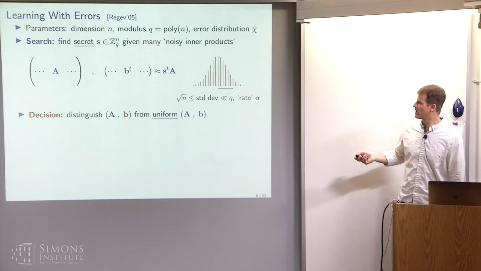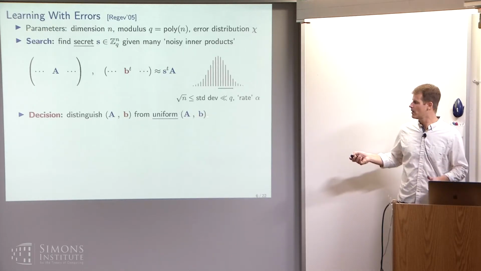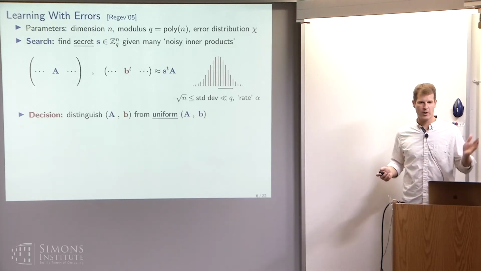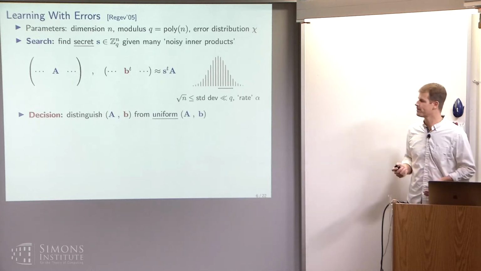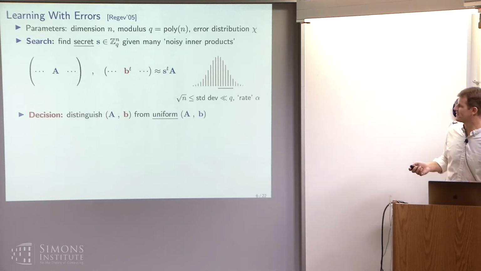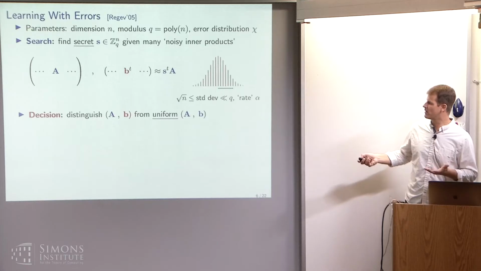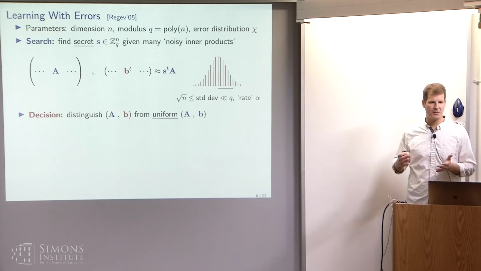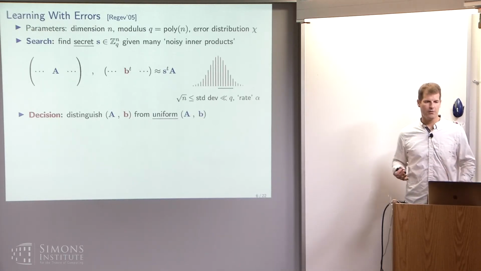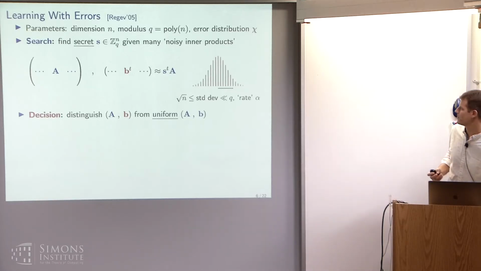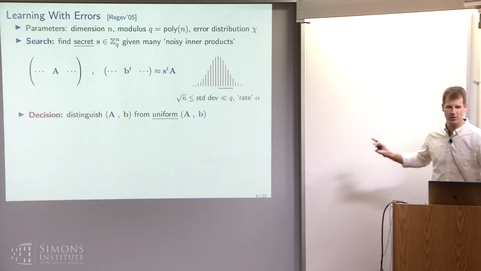So in the uniformly random case, there's no secret, there's no errors. B is just a random, uniformly random vector independent of A. Okay, so all you have to do is tell, you're promised to be given either this or this, and you just have to tell with some advantage which of the two you got. Okay, any question about this so far?